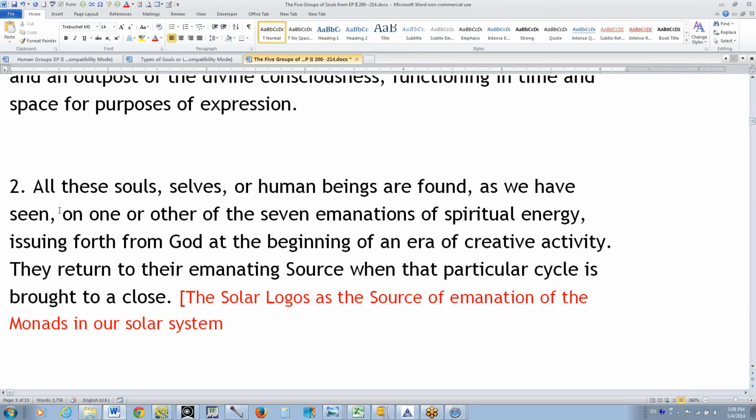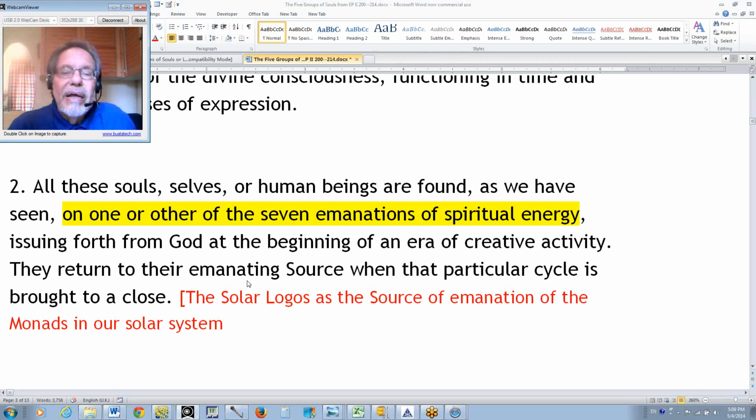All these souls come forth on one or other of the 7 emanations of spiritual energy from our solar logos, and also from other planets where they have a truer home than on our own planet, because our planet is not one of the sacred planets, and our planet does not last throughout the Manvantara, but the monads have existed even before the creation of the earth. And this is a problematic and interesting thought.